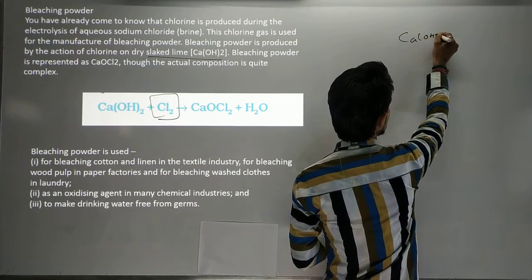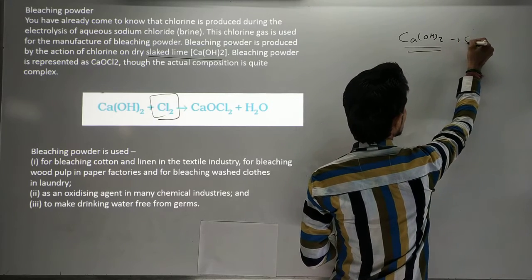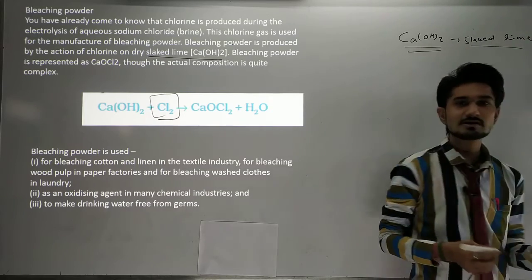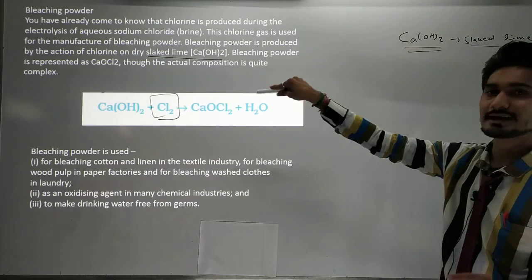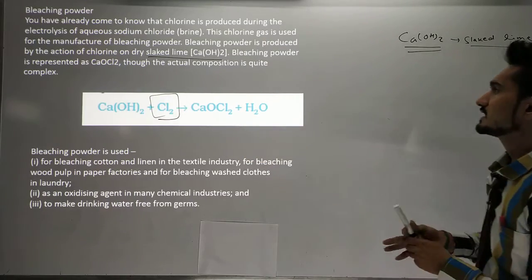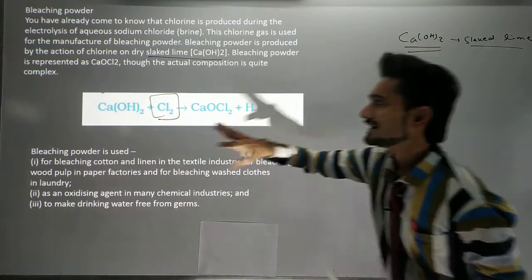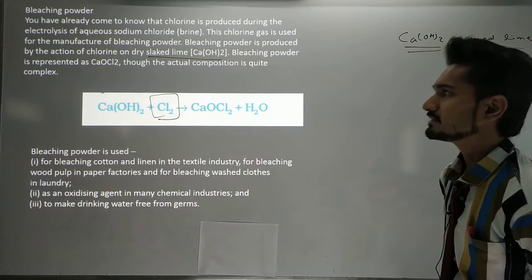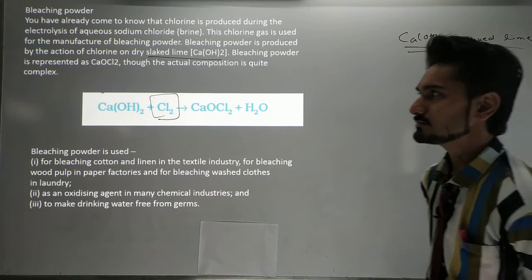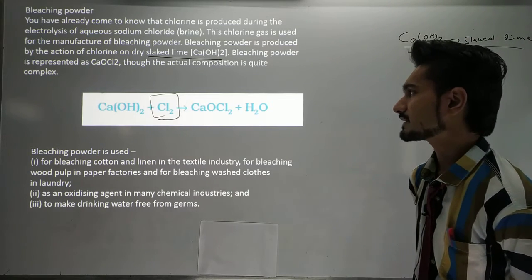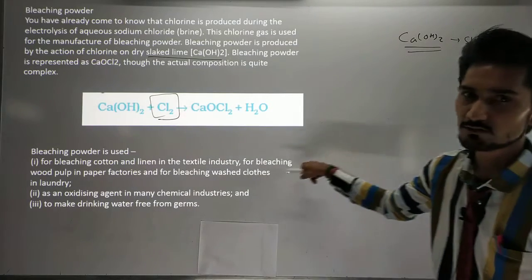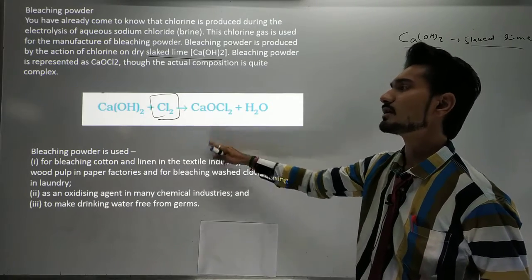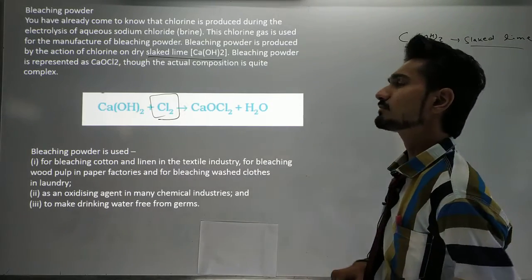Calcium hydroxide, Ca(OH)2, is known as slaked lime. So if we do a chemical reaction of slaked lime with what? With the chlorine that is made from the chlor-alkali process, we react both of them, and this gives us CaOCl2. It means calcium oxychloride, and this will be known as the bleaching powder. It will be called calcium oxychloride, and this calcium oxychloride will be known as the bleaching powder, and it also releases water.